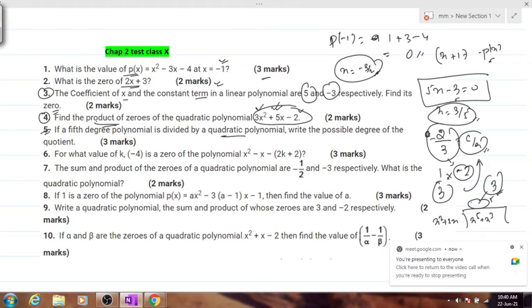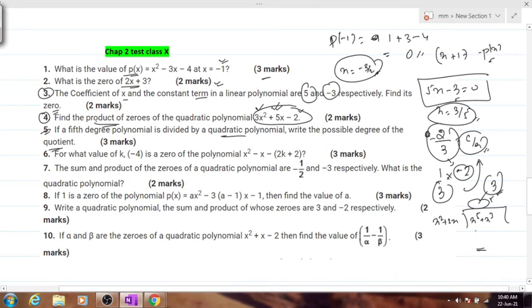Sir, 1. Why 1? They are asking the possible degree of the quotient, not the remainder. Let's say out here x square, x cube, let's say. This will be coming x to the power 5 plus 2x to the power 4. Sir, the quotient is coming 1. The quotient degree is 1. Yes, sir. Why?